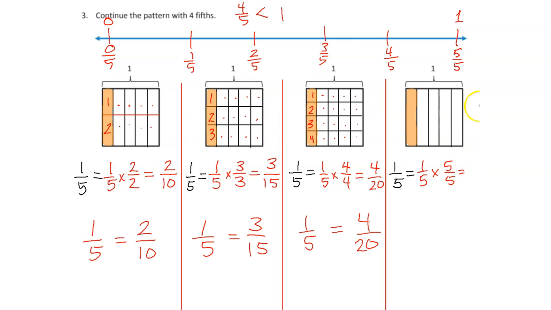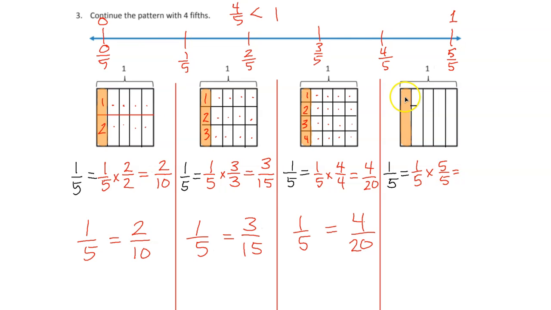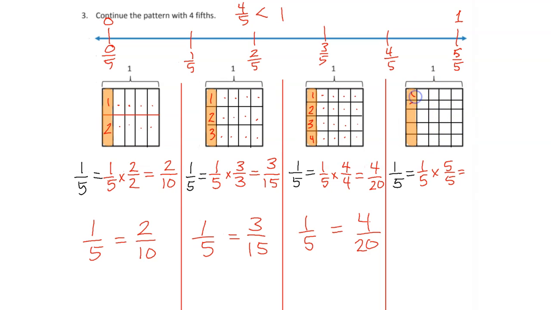Last but not least, we know that 1/5 is equal to 1/5 times 5/5. And to get our 5/5, we're going to have to make 4 partitions, which will give us 5 parts. So we're going to put our 4 lines: 1, 2, 3, 4 lines gives us 5 parts. And we have 2, 3, 4, 5. 1/5 times 1. 1/5 is equal to 1/5 times 5/5.